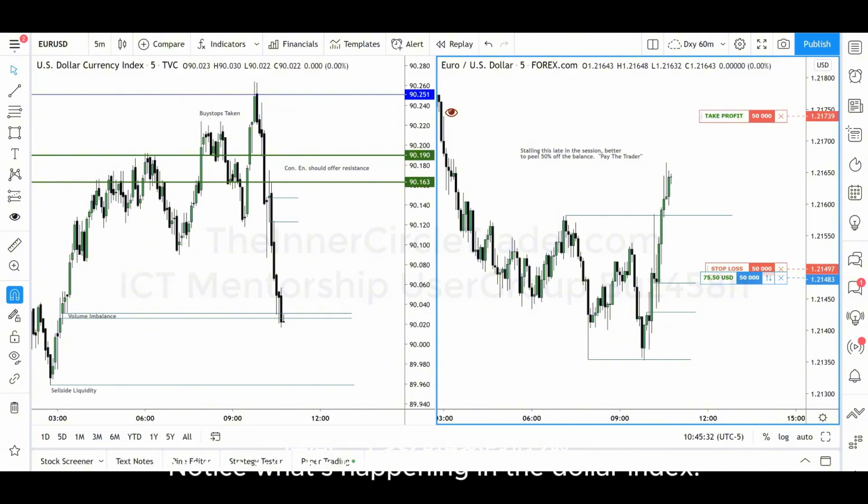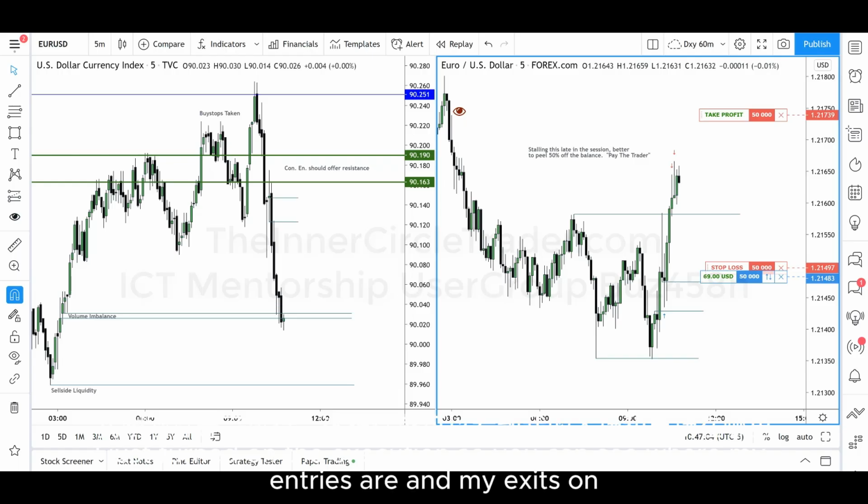Notice what's happening in the dollar index. Okay, we're trading just below that volume imbalance right now, and it should explode with a large range here. But watch, it doesn't do it. I just turned on the execution so you can see where my entries are and my exits on the euro dollar chart. So there is no expansion here. It should do it right now in dollar, but it doesn't. It starts to trade higher.